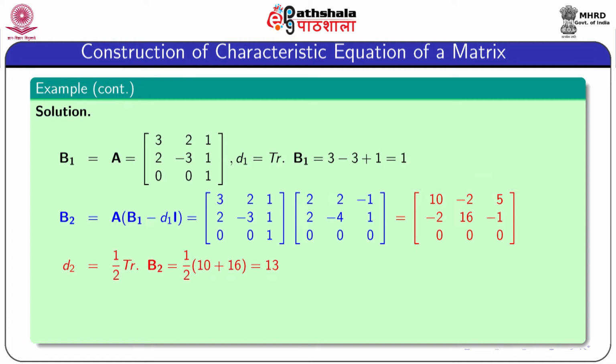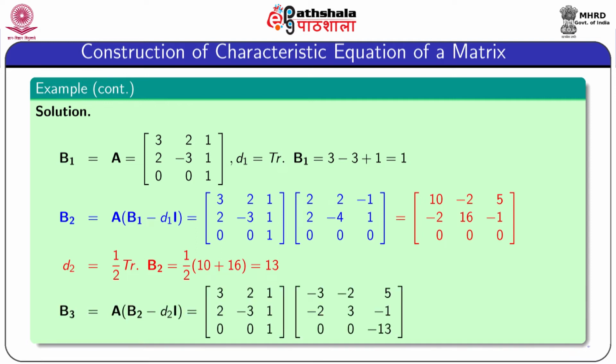Then small d2 equals half of the trace of the matrix B2, which is half of the sum of the diagonal elements, meaning 10 plus 16 plus 0, which after simplification is equal to 13. Then we calculate the next matrix B3 equal to A into (B2 minus D2 I). Here also B2 minus d2 I is nothing but the matrix D2, and after multiplication the matrix B3 is this one.